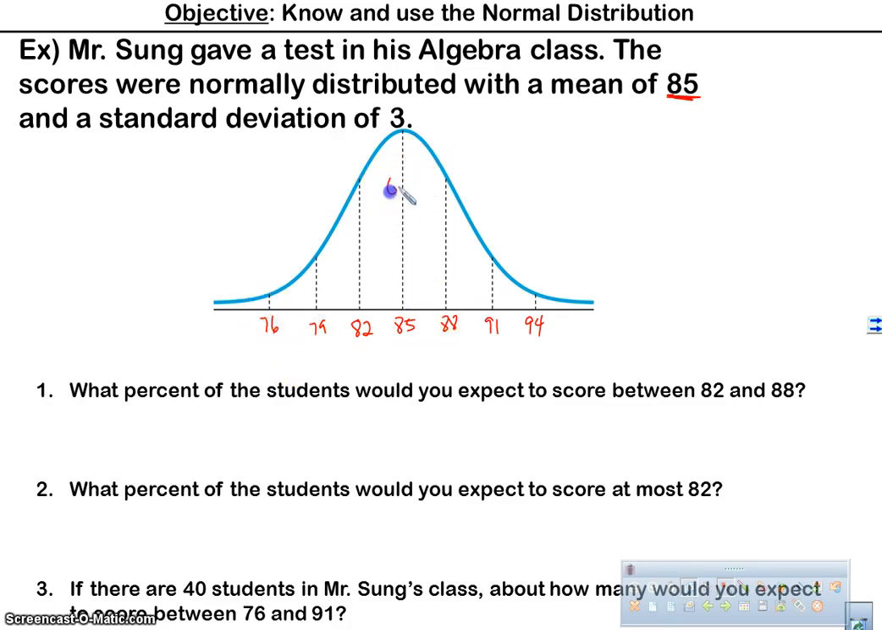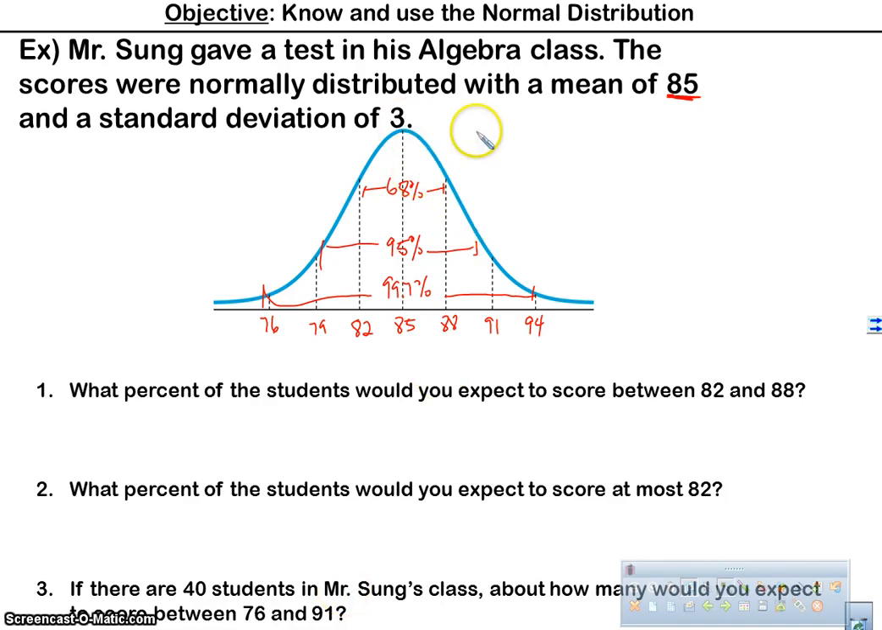And then I'm just going to label it 68%, 95%, and 99.7%. Okay, that's going to help me out here. Now, what I want to mention here is, like I said, it has to add to 100.